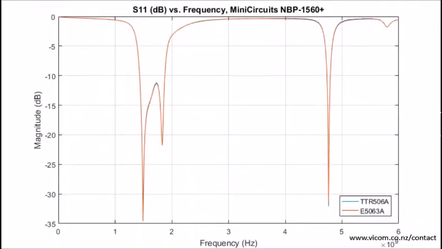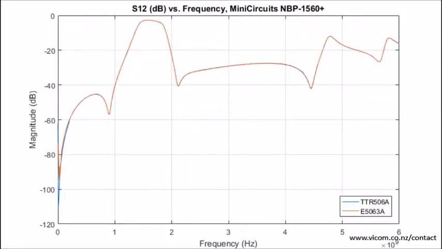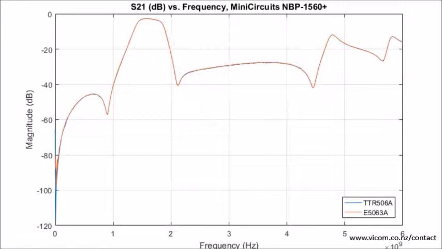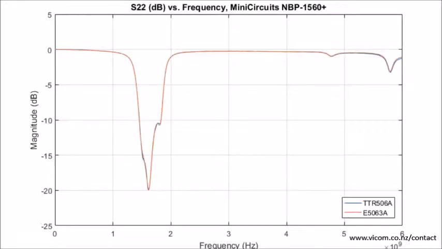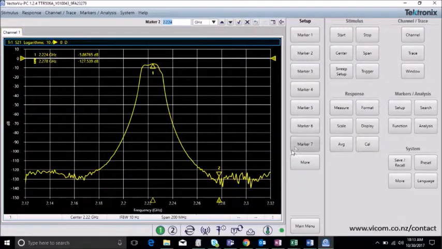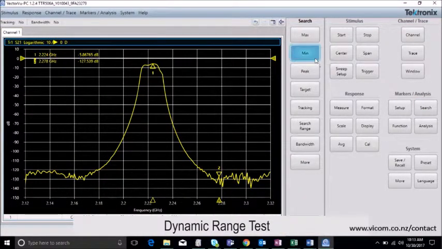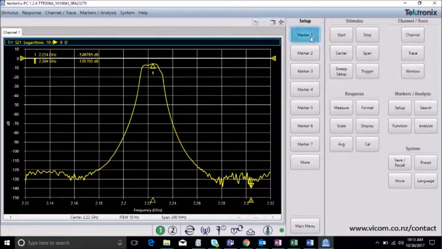Here are the results in comparison between instruments. As you can see, the TTR500 is achieving strikingly similar results as the E5063A. For the sake of time, we're only showing the magnitude data, but similar results were obtained for the phase data. Many types of microwave components require the highest network analyzer dynamic range possible, and in many cases, dynamic range is the key factor in determining a VNA's measurement performance.